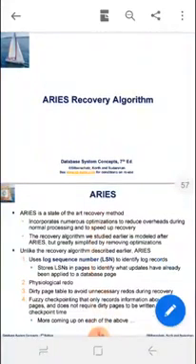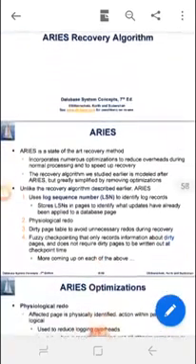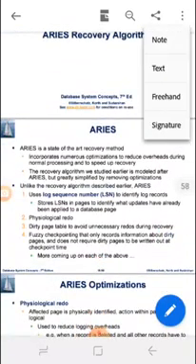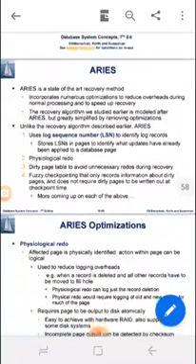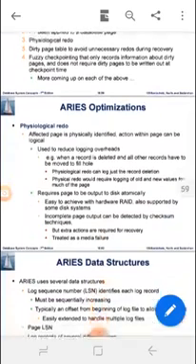Next we see about ARIES. ARIES is one of the recovery algorithms. ARIES is the state of the art recovery method. Here we use LSN, that is, log sequence number. The log sequence number is stored in pages to identify when updates have already been applied to a database page, that is physiological redo, then dirty page table, then fuzzy checkpoints.